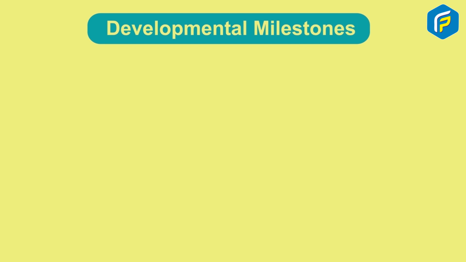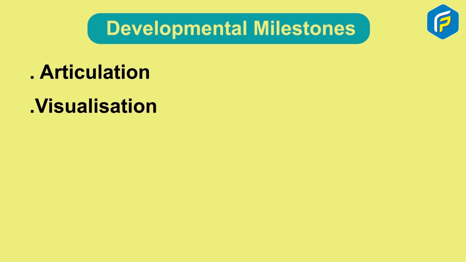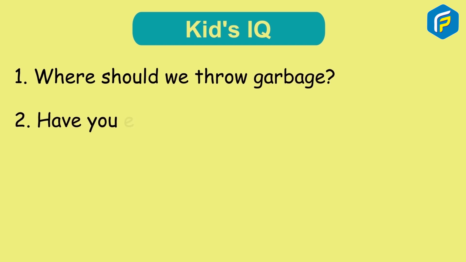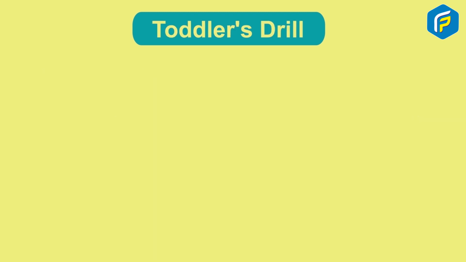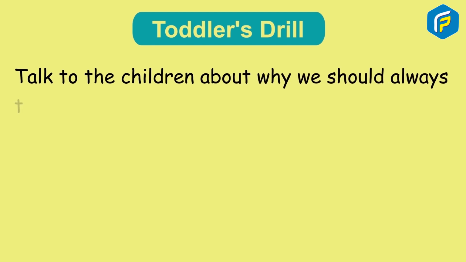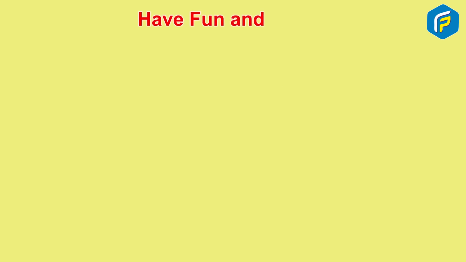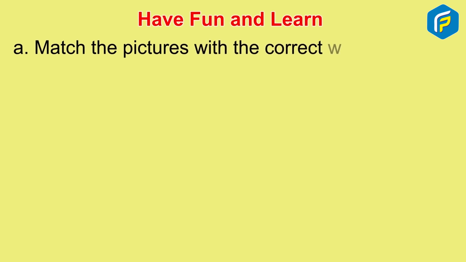Developmental milestones: articulation, visualization, inference. Kids' IQ: where should we throw garbage? Have you ever been to a hill station? Toddlers drill: talk to the children about why we should always throw garbage in a bin. Have fun and learn. Match the pictures with the correct words.